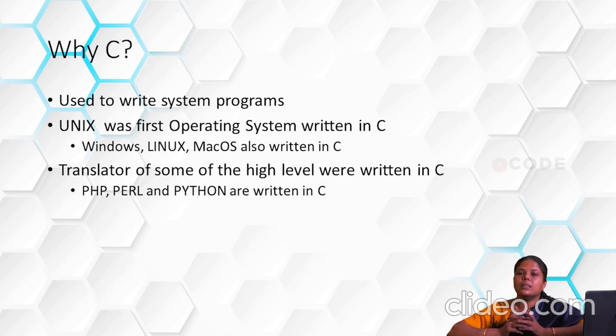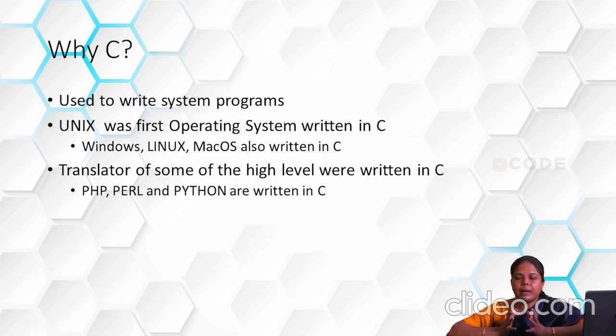And apart from this, the C programming language can be used to write translators for other programming languages. As I said, whenever there is a high level programming language, it needs a translator to make the system understand. Apart from C, there are many programming languages available nowadays, and all of them need a translator. Some of those translators are written in C. A few are PHP, Perl, and even the latest Python translator is written in C programming language.